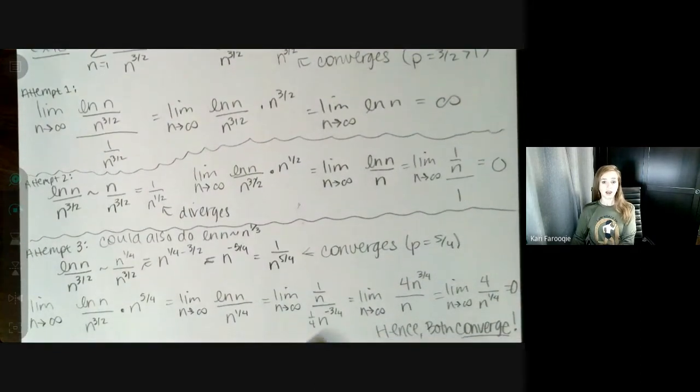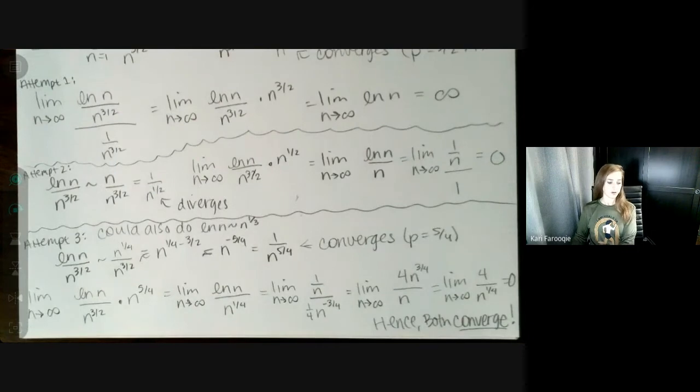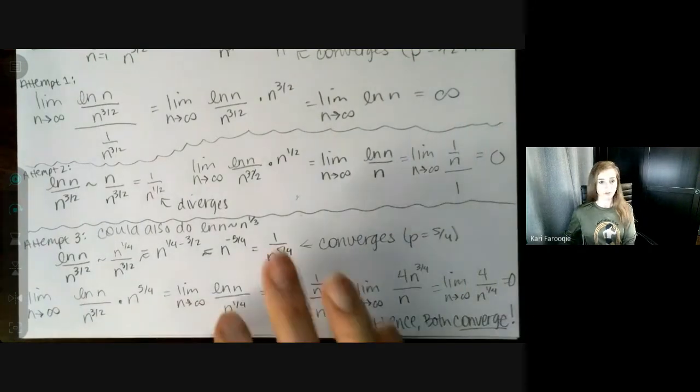Okay, so that's the last of limit comparison. I'm going to start talking about alternating series. Does anyone have a question on this one?